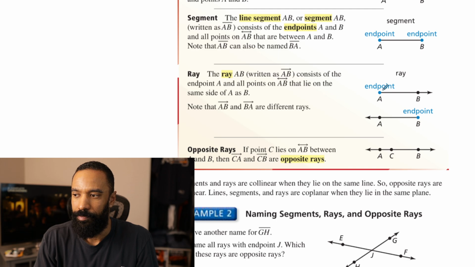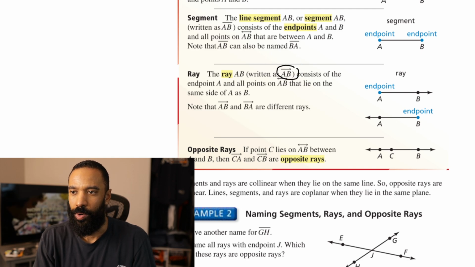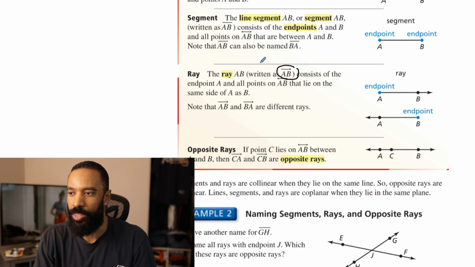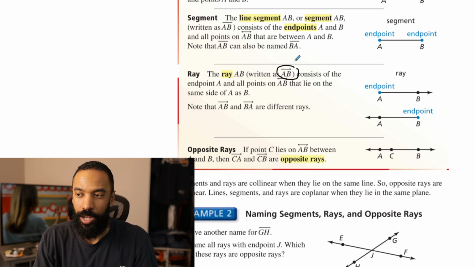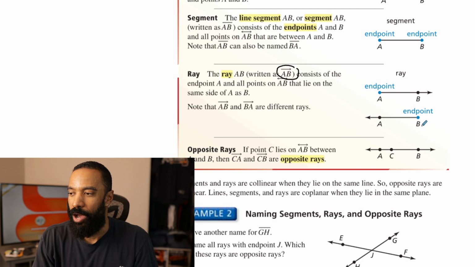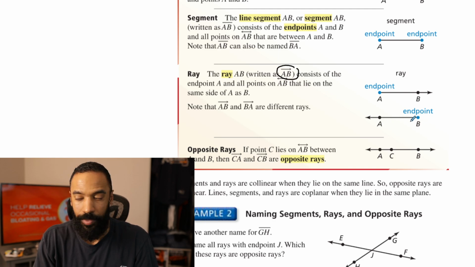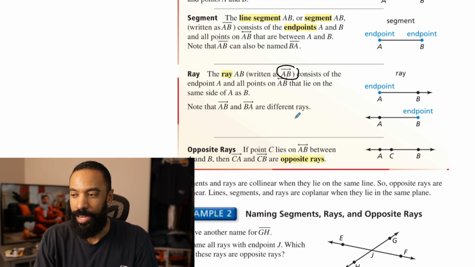When we name it, this would be called ray AB. It would specifically start with the letter that represents the endpoint and then go through another point afterward. Now, this one would be called ray BA specifically because B is the endpoint on this one and it goes through A and infinitely that way.